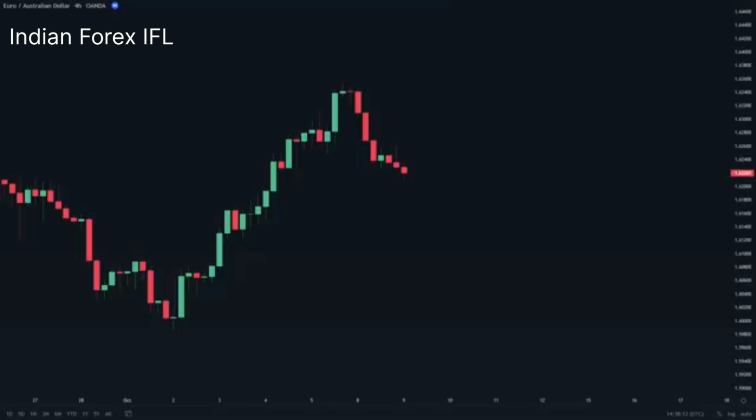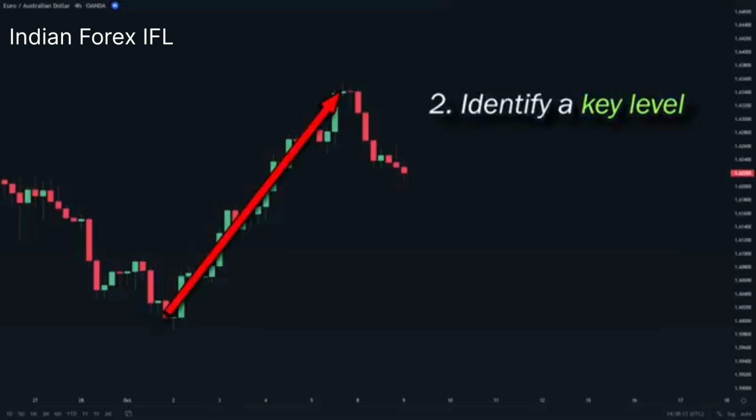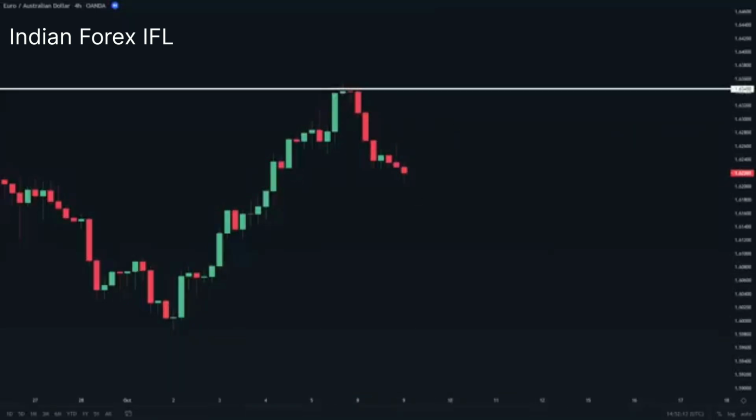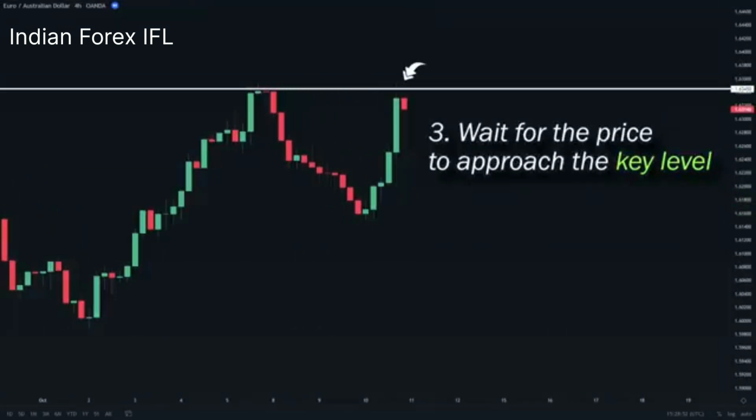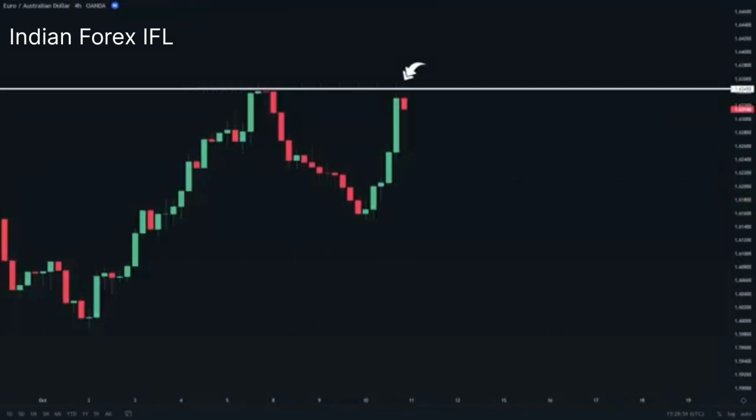The first step is we need to choose a time frame. In this case, I'm using the 4-hour time frame. Now the next thing you need to do is identify a key level within this time frame. So as you can see, the price went up, hit and reverses downwards. And so we can draw a resistance line up here. The next step is you want to wait for the price to approach the same key level once again. Now once this happens, we are expecting the price to reverse downwards.